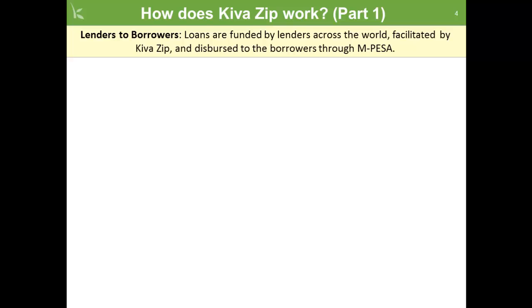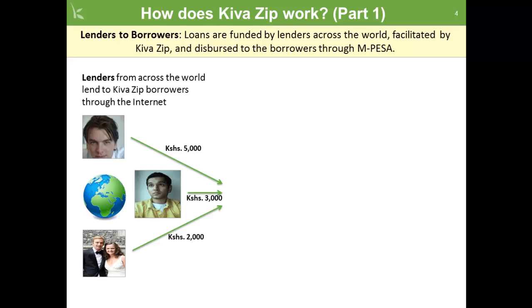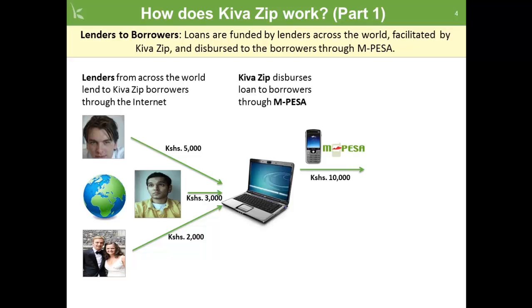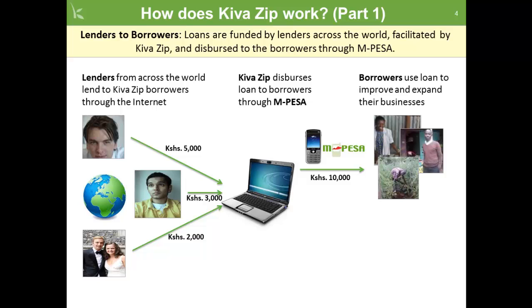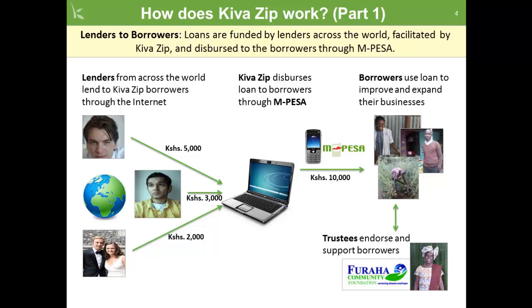So exactly how does Kiva Zip work? Lenders from across the world lend to Kiva Zip borrowers through the internet. Kiva Zip disperses loans to borrowers through M-Pesa. Borrowers then use the loans to improve and expand their businesses. Trustees endorse and support the borrowers throughout the process.